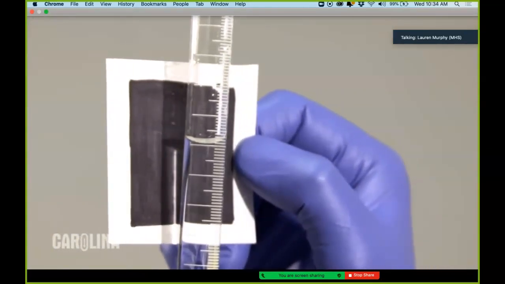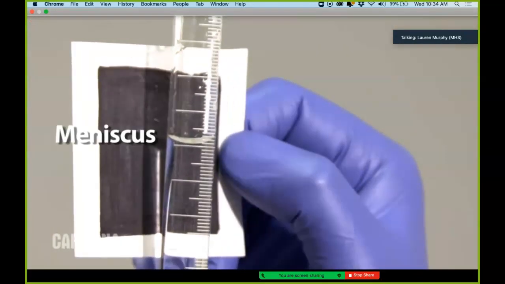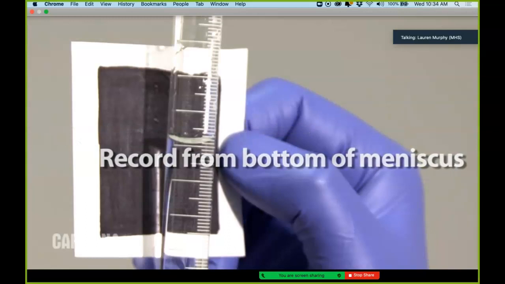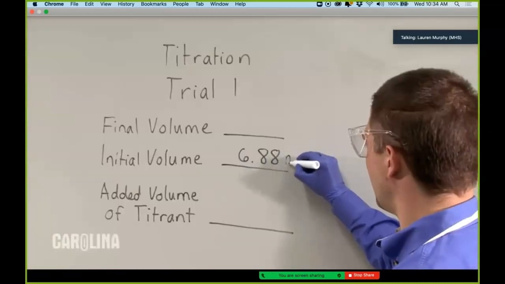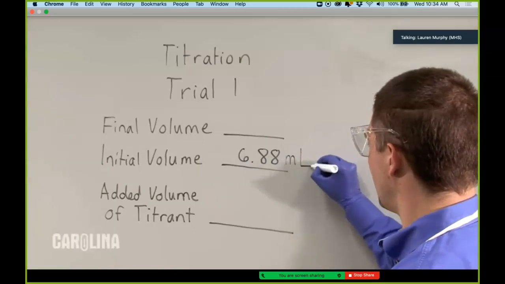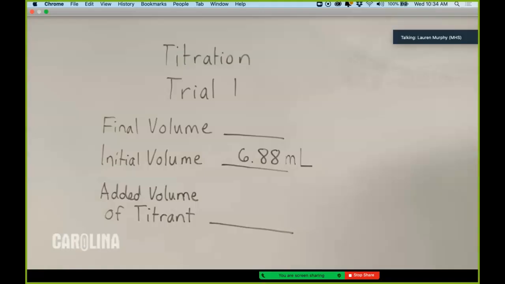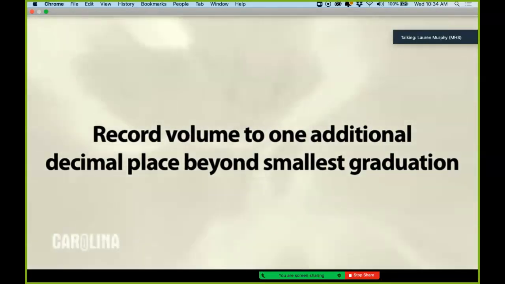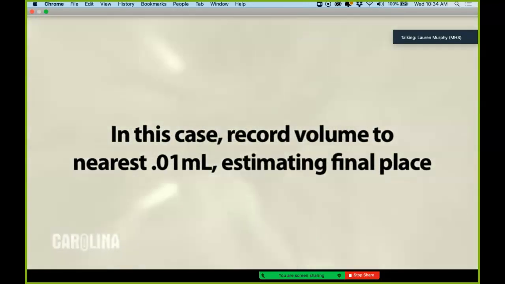First, note that the liquid forms a concave meniscus because the water pulls itself up the side walls of the glass. You should read the volume from the bottom of the meniscus at eye level. Secondly, it is important to read your volume to the correct number of significant figures. This burette indicates volume to the nearest 0.1 milliliters. With any graduated glassware, record the volume to one additional decimal place beyond the smallest graduation. In this case, record the volume to the nearest hundredth of a milliliter, estimating the final place.